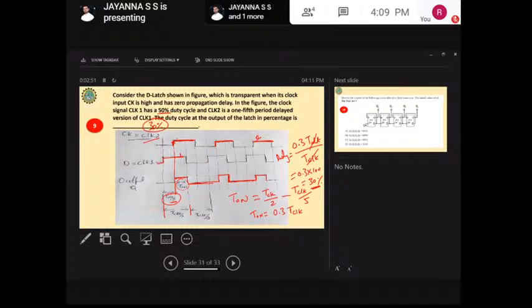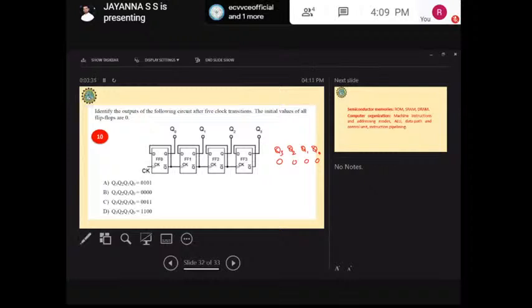So next, what we are going to do here is assume Q3, Q2, Q1, and Q0 equal to 0, 0, 0. You need to tell the transition after 5 clock pulses. I'm going to explain how we are going to do that. Since initially Q0 is equal to 0, Q1 is equal to 0, and Q3 is equal to 0, the output is connected to the other clock.